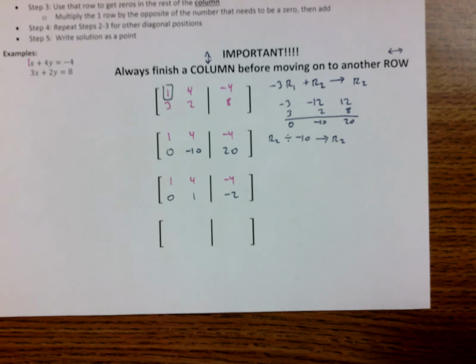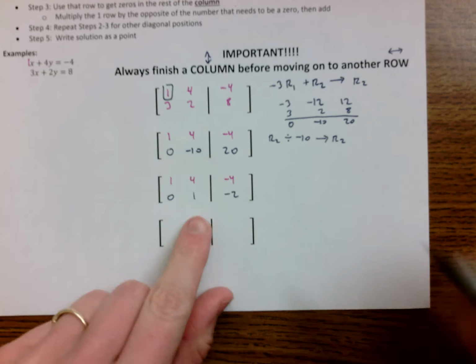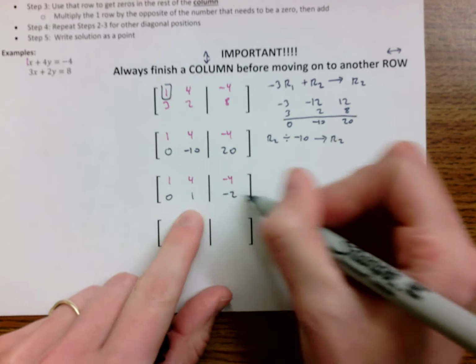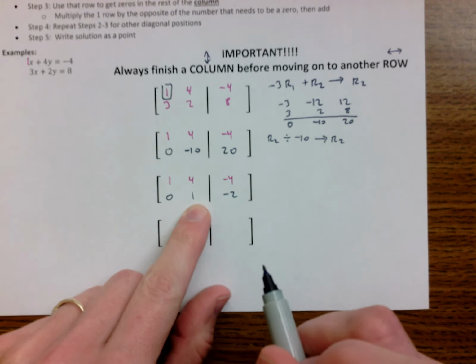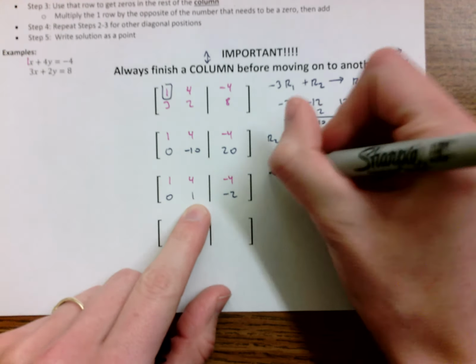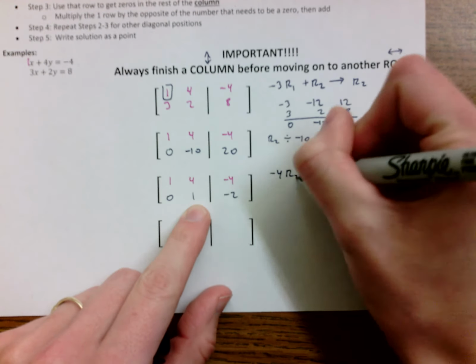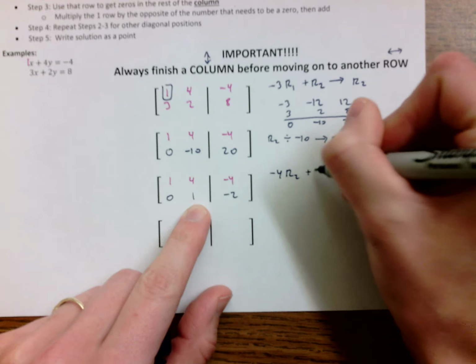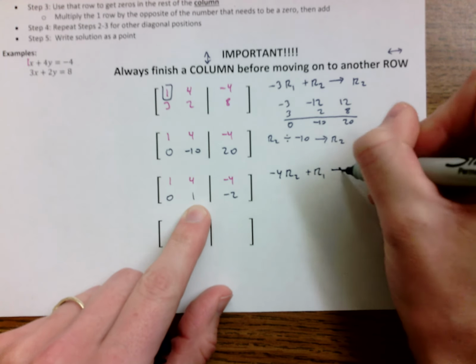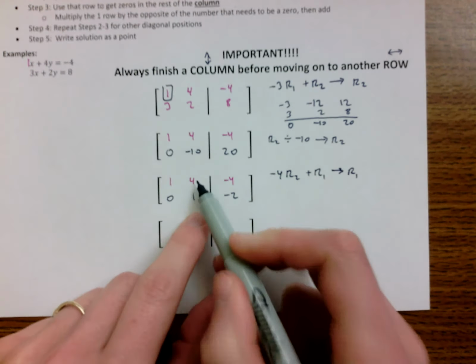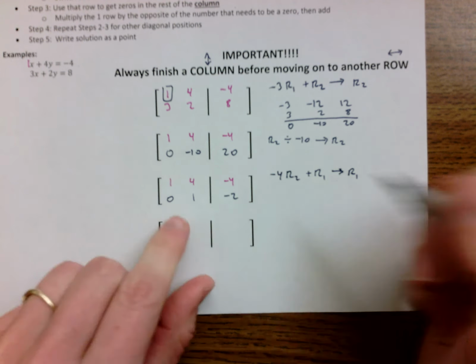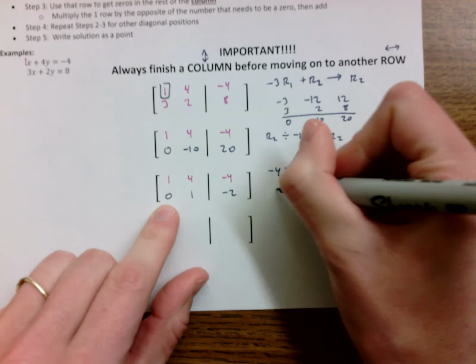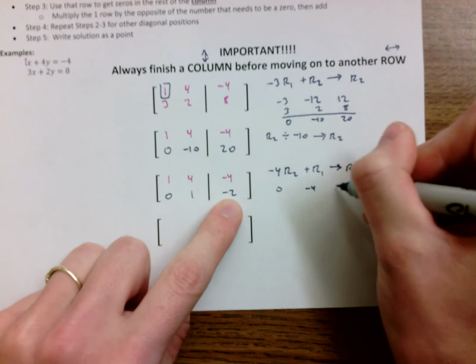Negative 4. Okay? So what I'm going to do is I'm going to multiply this row by negative 4 so that when I add these together, they'll cancel. Okay? So I'm going to do negative 4 times the second row, and I'm going to add it to the first row and put the answer in the first row because that's where I want the 0 to show up. Okay, and then I'm going to do my work out over here. So negative 4 times row 2 would be 0, negative 4, 8.